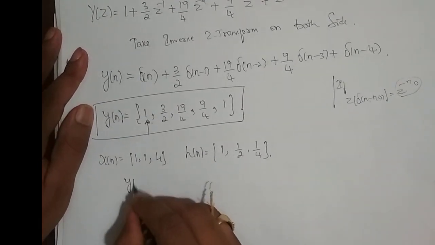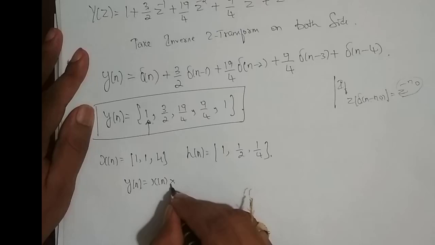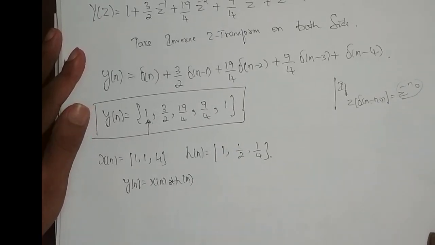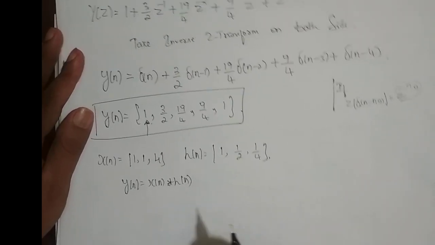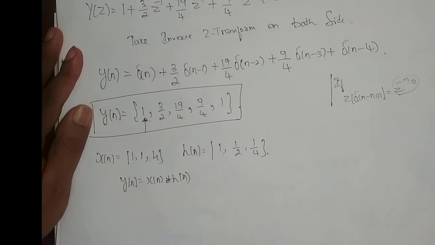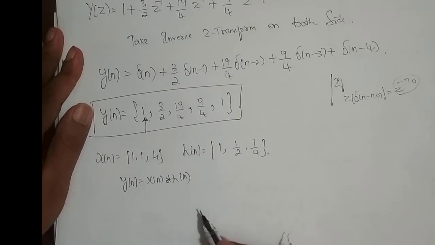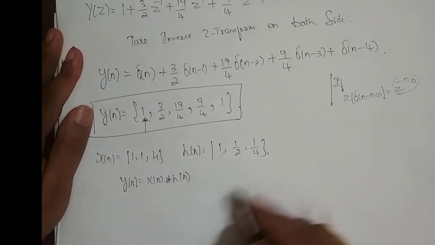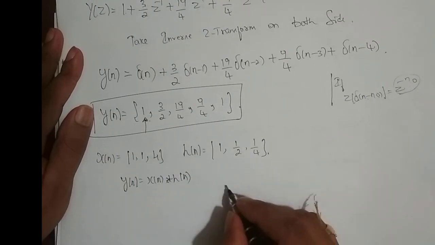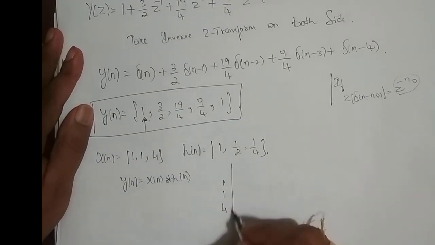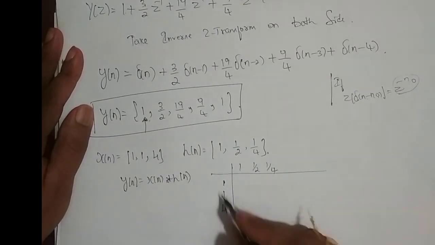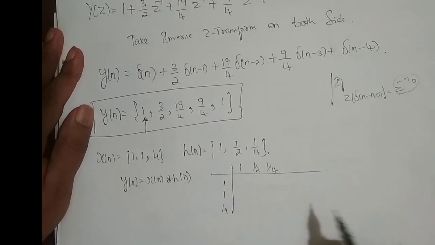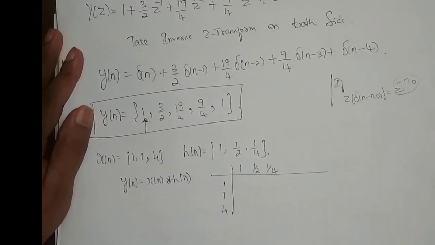So what I need is y of n, which is equal to x of n convolved with h of n. I taught you the shortcut method of performing the convolution in the previous video, but you can refer to the convolution part of our videos. There I have taught you how to solve this problem in a direct method, but we will do this here. So how do we do that? First sequence I have to take row wise, and the other sequence column wise, 1, 1 by 2, 1 by 4. Any sequence you can take as row or column, because convolution holds the commutative property.